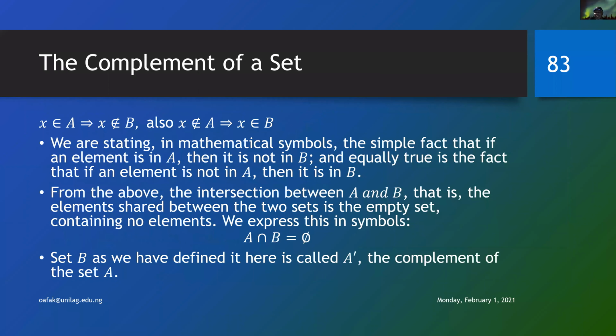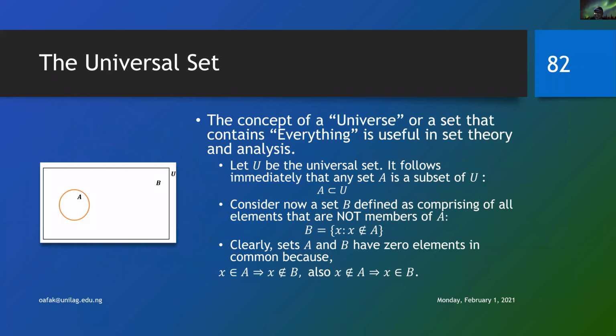Let U be the universal set. It follows immediately that any set A is a subset of U. If U contains everything, then A is a subset of U. Consider now a set B defined as comprising all elements that are not members of A. So B is such that X is not in A. Clearly sets A and B have 0 elements in common.